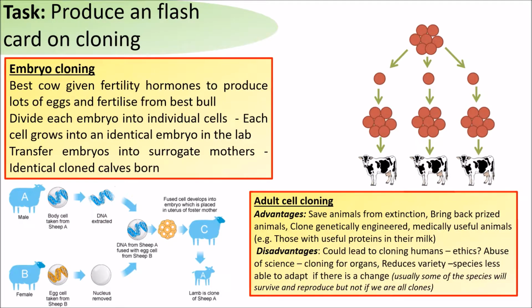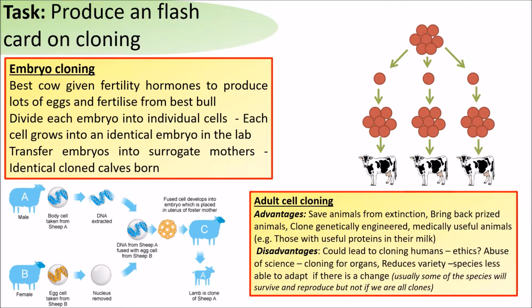So this new egg is allowed to develop into an embryo which is implanted into a surrogate mother, and a few months later, in the case of sheep, they will give birth to a clone of the original sheep that donated the cell that we wanted to clone.